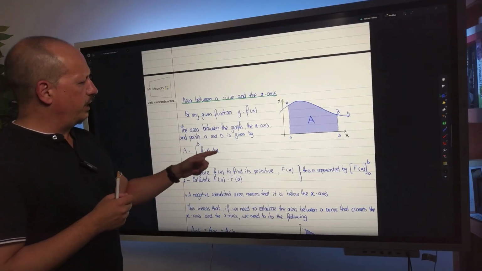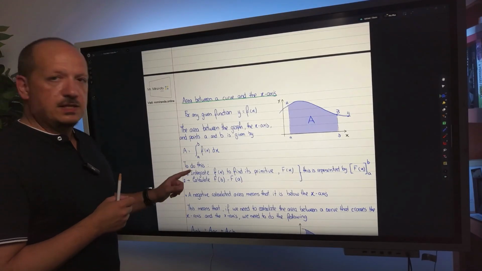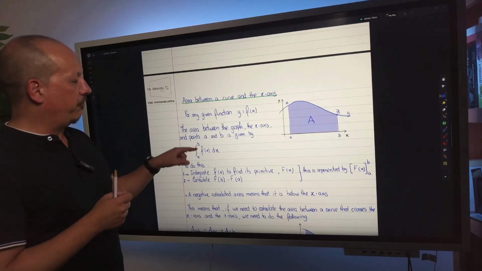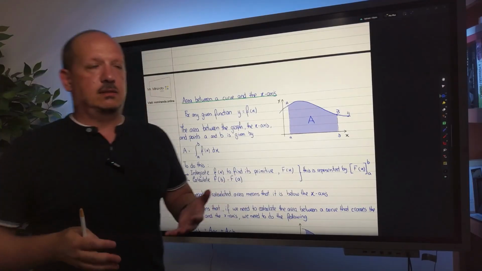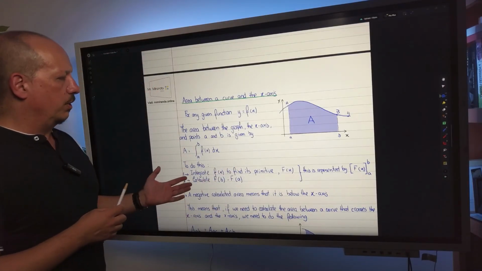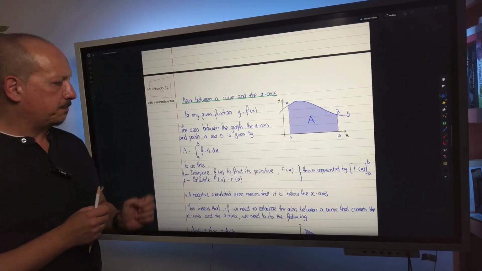How are we going to integrate, but just between these two points? Well, the process is explained here. First, you have to integrate f of x, the way that I assume you already know. Just integrate it as normal, and you will get an expression for the primitive.